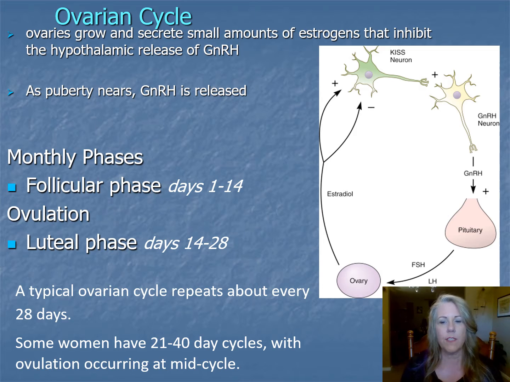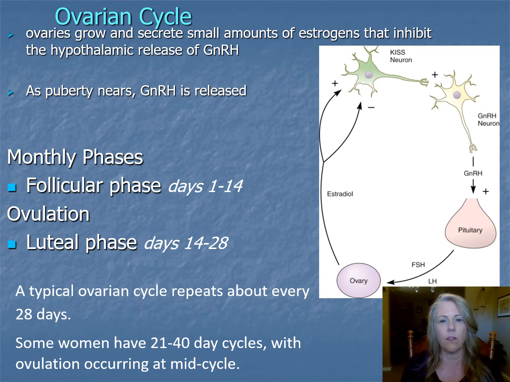All right, so let's talk a little bit about how this even starts. We know that it starts at puberty, but what really is the trigger for this to happen? As the little girl grows, her ovaries grow as well, and they secrete small amounts of estrogen. So the smaller the ovary, the smaller the amount of estrogen. That small amount of estrogen in the blood inhibits the hypothalamus from releasing one of its hormones, which is gonadotropin releasing hormone, GnRH.